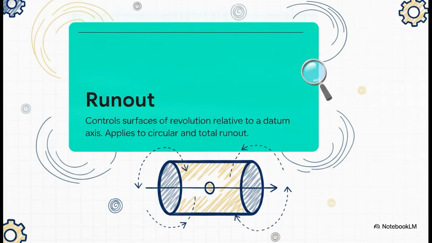According to the ASME Y14.5 standard, section 3.55, runout is a general term applying to both circular and total runout, controlling surfaces of revolution relative to a datum axis. The absolutely crucial point here is that runout is always, and I mean always, a rotational, datum-based control. You simply cannot have a runout tolerance without a datum axis to rotate around. It's fundamentally tying the surface of your part back to the exact axis it's going to spin on in real life.